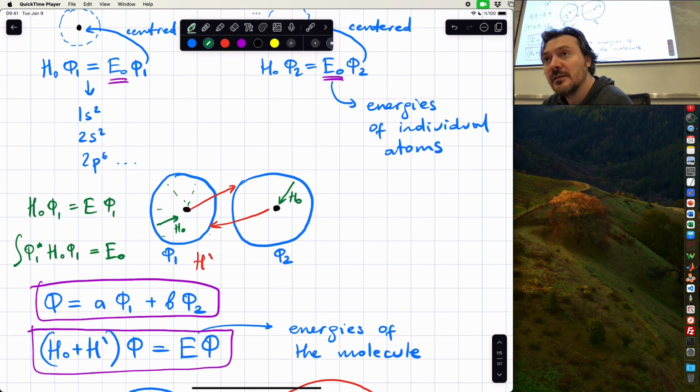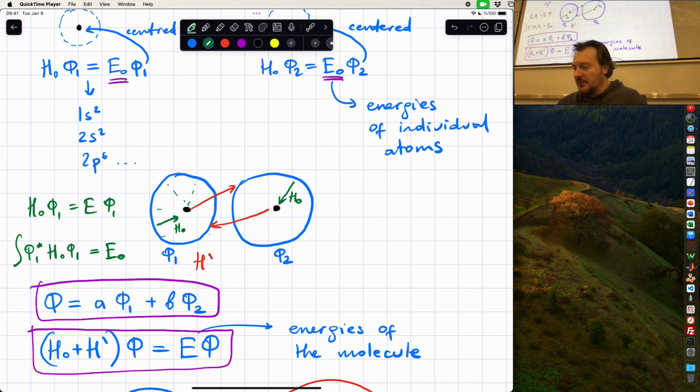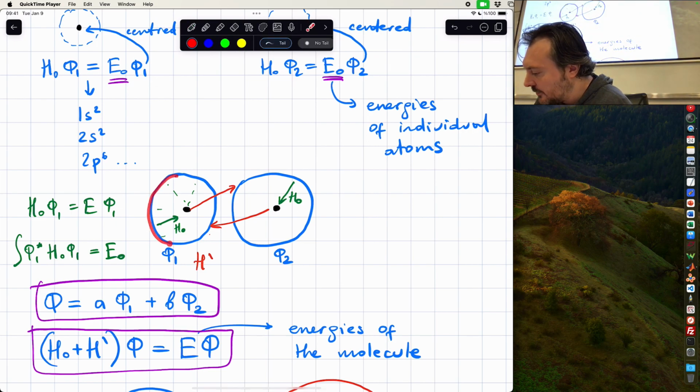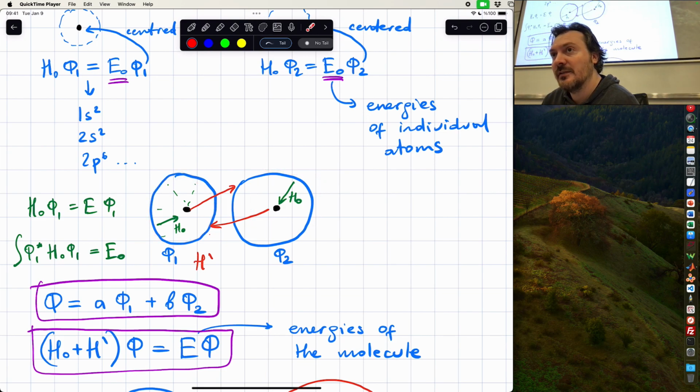Do you agree with this? Yes? Why? Because that H0 is directly interacting with this orbital, it's the Hamiltonian due to that particular nucleus. But when I do phi 1 H prime phi 1, it's like taking phi 1 times something that is far away times phi 1, so you get something very small. Do you buy this argument? Sort of, right?